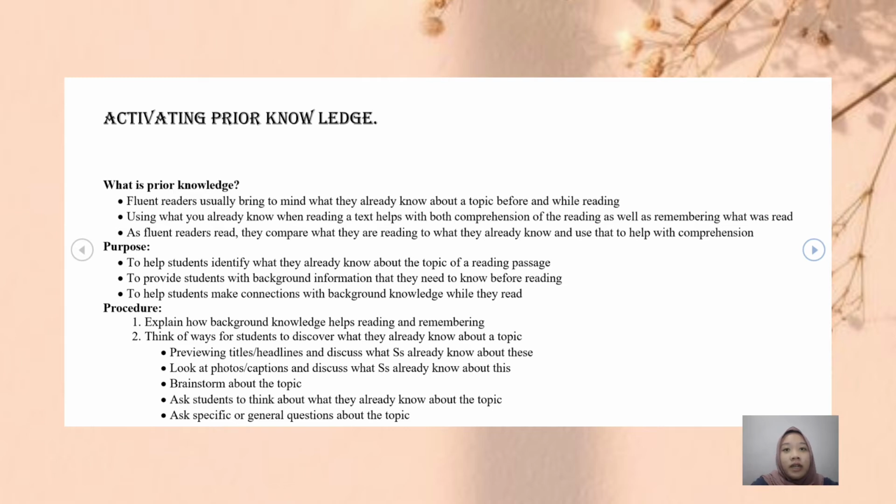3. As fluent readers read, they compare what they are reading to what they already know and use that to help with comprehension. The purpose is: 1. To help students identify what they already know about the topic of the reading passage. 2. To provide students with background information that they need to know before reading. 3. To help students make connections with background knowledge while they read.